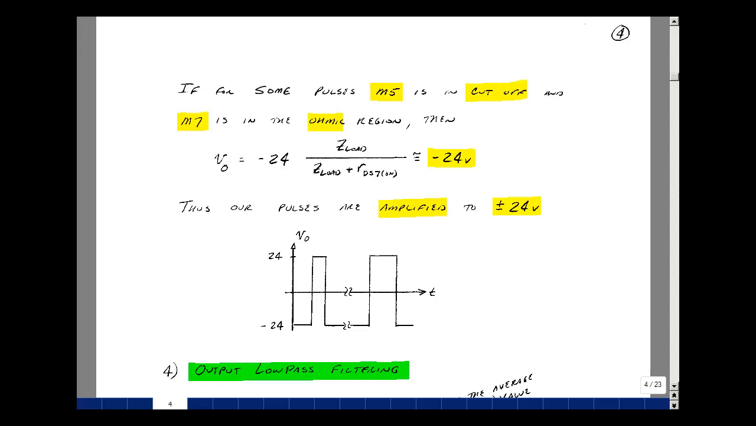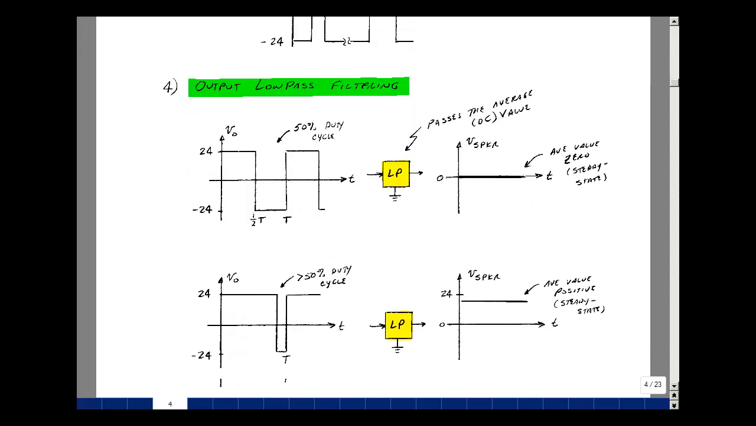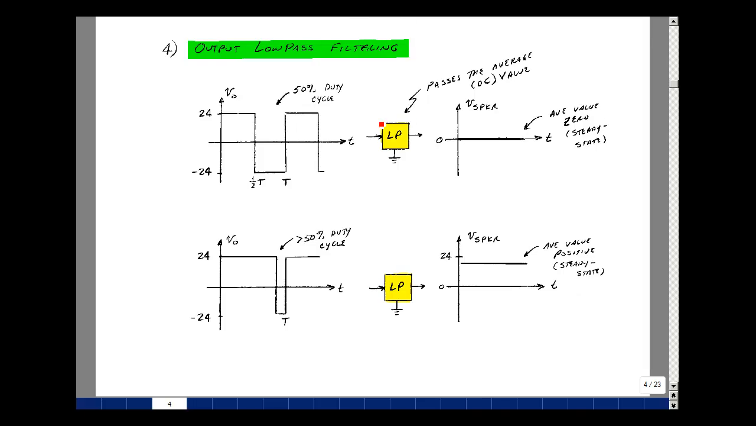So we're converting the audio signal into a series of high frequency pulses. Now we're going to filter out the components to give us our audio signal back. So if you had a low pass filter here that had a corner frequency less than the frequency of our pulses, then we're going to be passing just the average value of this circuit. At a 50% duty cycle, the average value here would just be equal to 0. And that corresponds to when our music was 0.